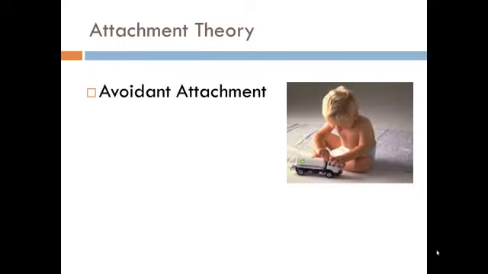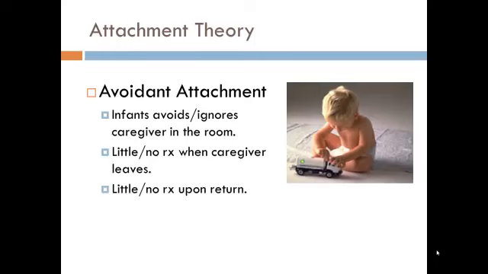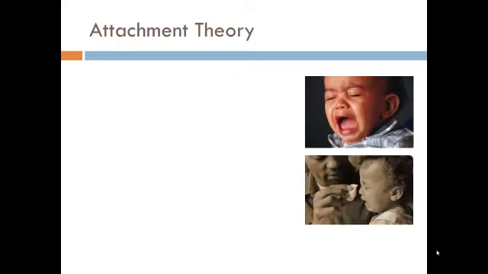The next is an insecure attachment, and this is the avoidant attachment. And these babies don't seem to have a lot to do with the caregiver. When the caregiver's in the room, the baby's playing by itself and not touching bases with the caregiver. So when the caregiver leaves, these babies have little or no reaction. So what do you think happens when the caregiver comes back? That's right, they have little or no reaction again. The next attachment style is also insecure, and it's referred to as resistant attachment or sometimes anxious ambivalent attachment.